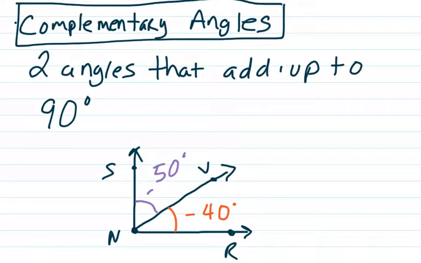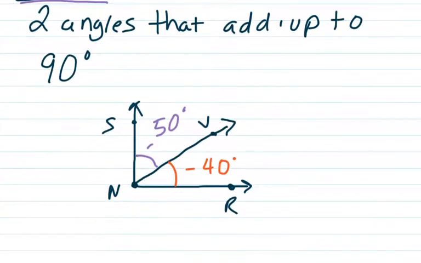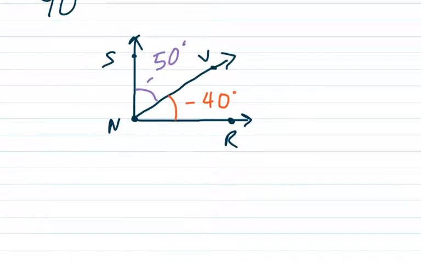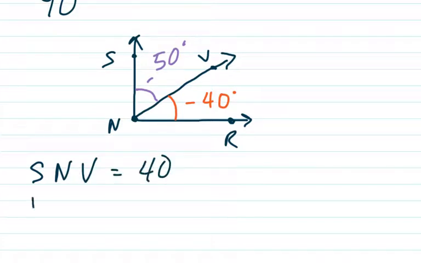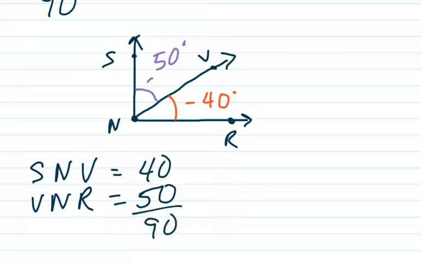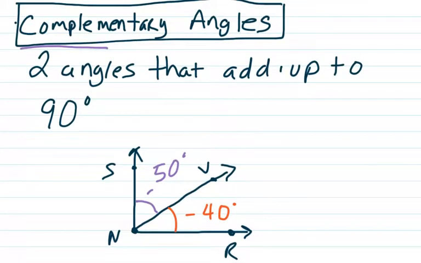Now, our next vocabulary word is complementary angles. So complementary angles are two angles that add up to 90 degrees. So if we're looking at angle SNV, it is 40, then angle VNR is, oh dang, I did that backwards, it's 50. They add up to 90 degrees. So remember, complementary angles add up to 90 degrees.